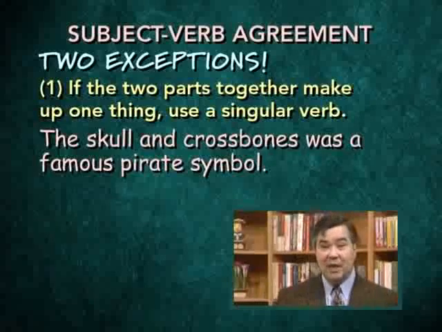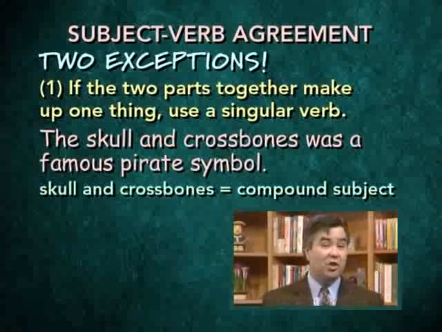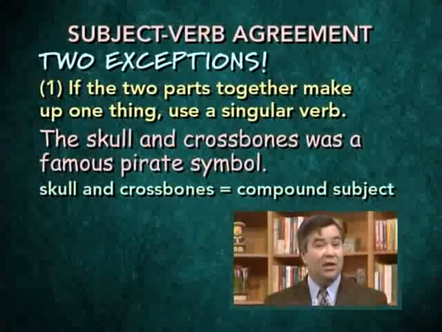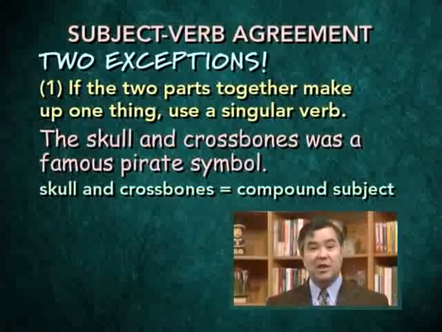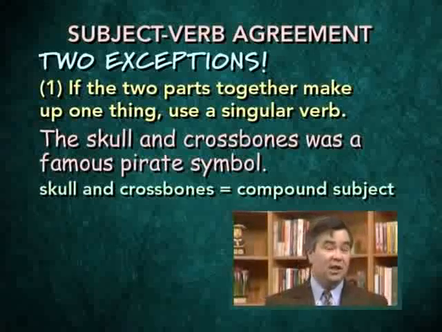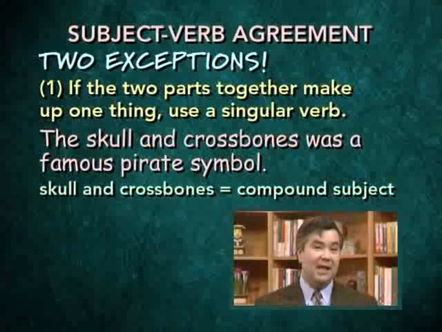Now, in this sentence, we have a compound subject, skull and crossbones, two things joined by the conjunction and. So your immediate inclination would probably be to say, well, this is a plural subject, and so we need a plural verb. And that means that the verb was is wrong. That's singular, and we should use the plural were instead.